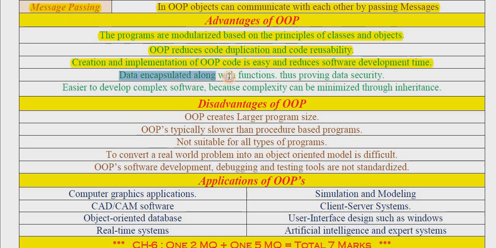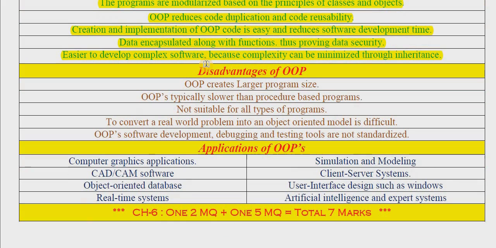Data is encapsulated along with functions, providing better security. And in OOPS, it is easy to develop complicated software. So these are the advantages. We have already discussed them in detail in the last class, so here I am just revising these notes.